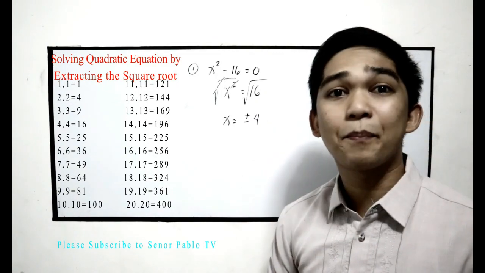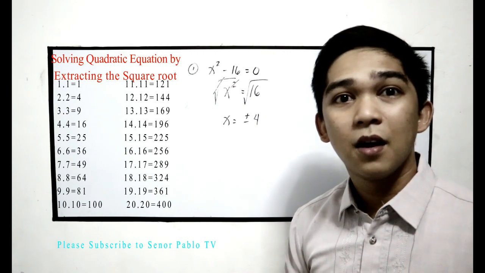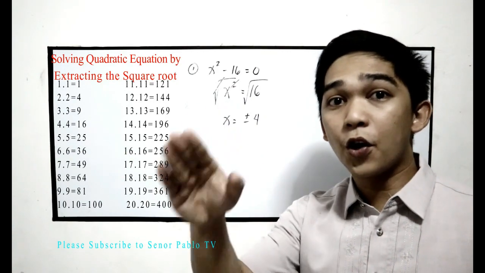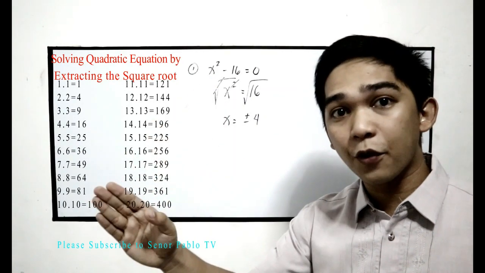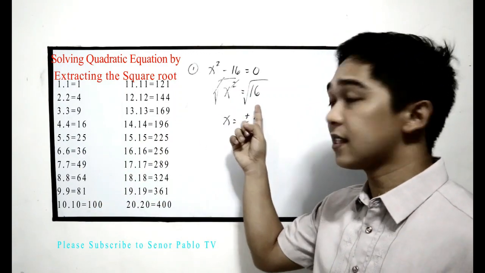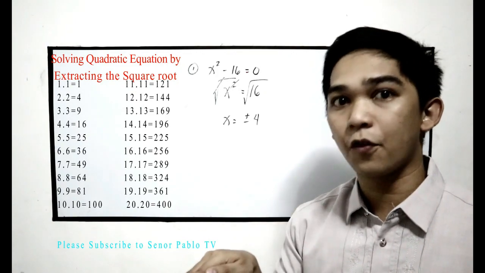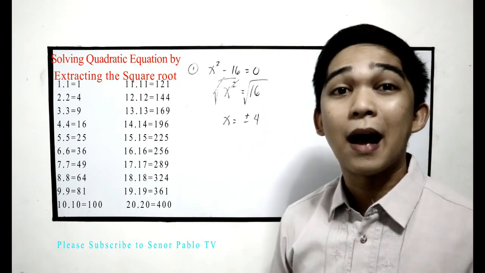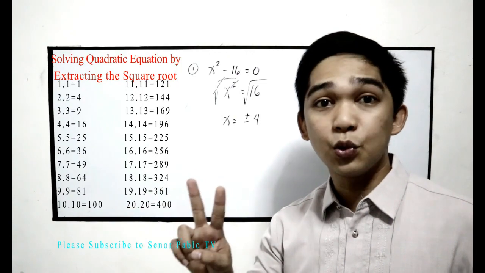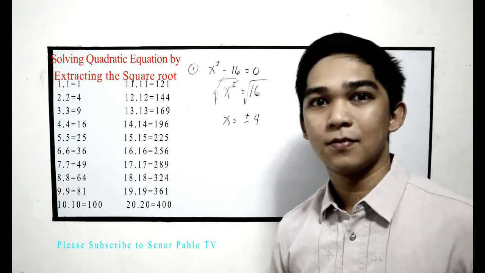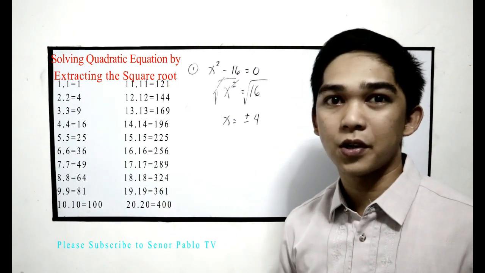Why do we need to have the positive and negative sign? Because positive 4 times positive 4 is 16. The other one, negative 4 times negative 4, is also positive 16. So we have two solutions: the positive 4 and the negative 4.